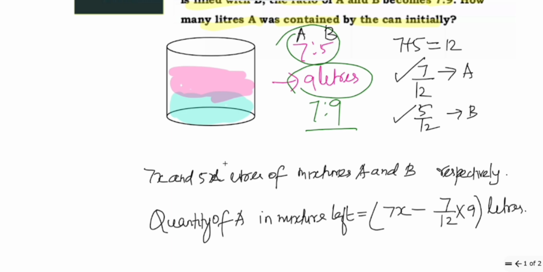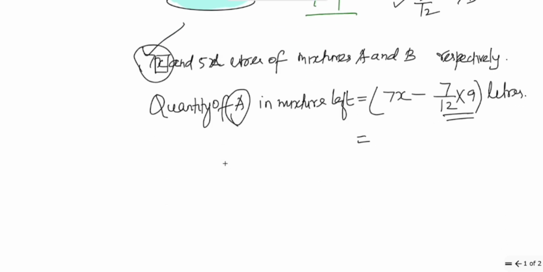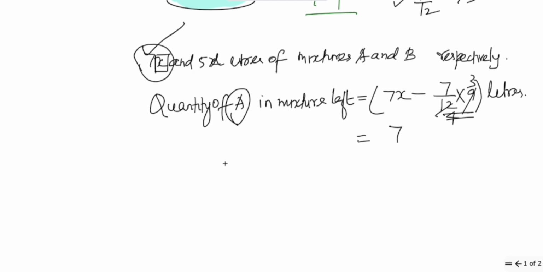So quantity of A left means from 7x only we can remove, because we don't know the actual amount. In order to consider the actual amount, we are assuming x here. So 7 times something gives us the actual amount. In that actual amount, we are removing this. So this is our value as of now. Let's simplify this. 3 goes into 9 3 times and this is 4. So 7x minus 21 over 4.